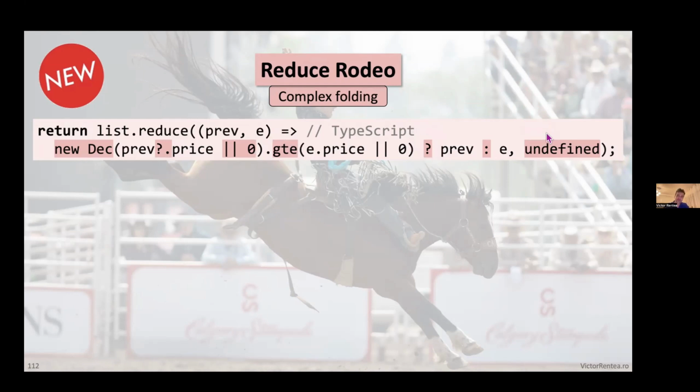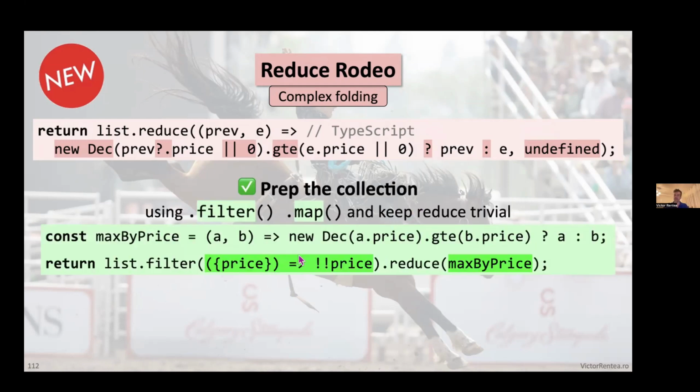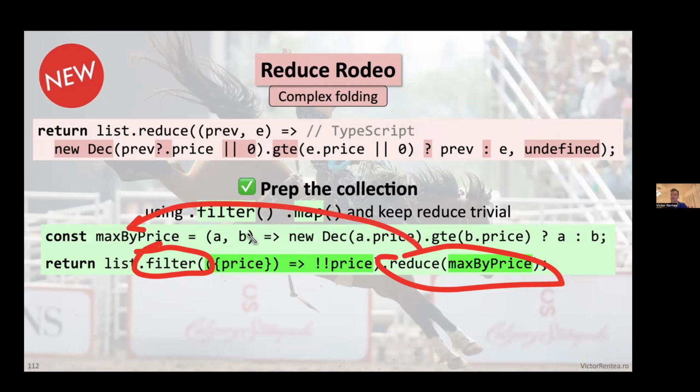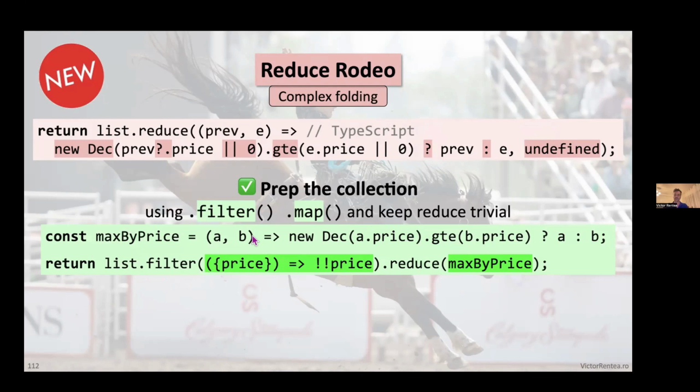They try to solve the whole story in one line. What I tell them to do instead is to filter first, prepare the collection, massage the collection a bit, and then reduce it with a very simple expression, or maybe with a function that you've described before. Don't kill everyone with a super complicated reduce expression.